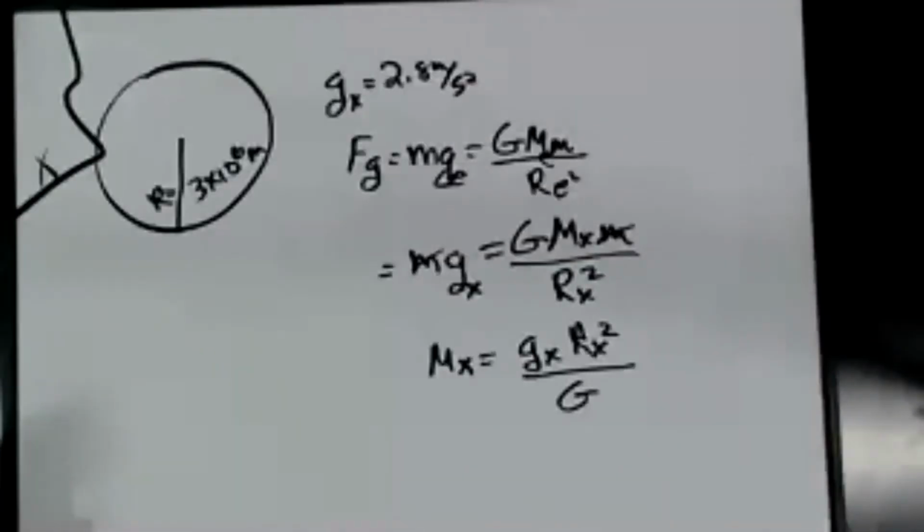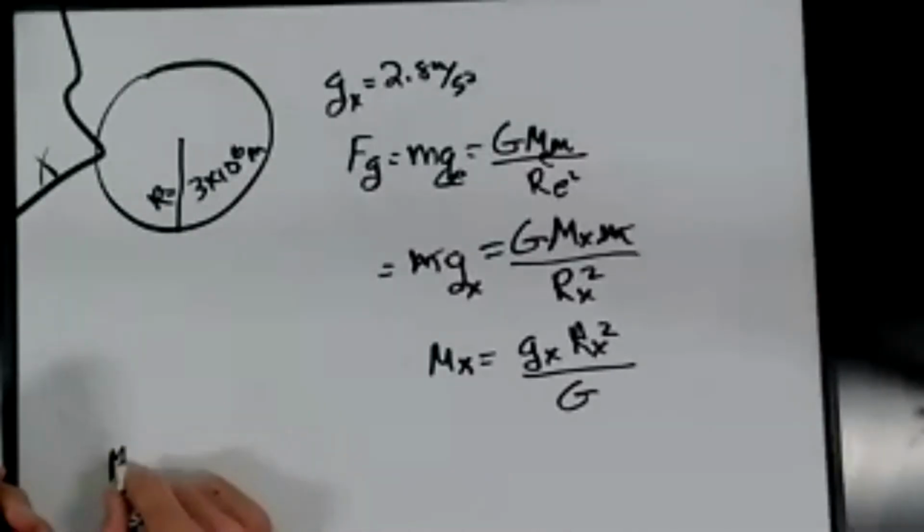So I have to evaluate that, right? And I have to say, all right, it's 2.8 meters per second squared times 3 times 10 to the 6th squared divided by 6.67 times 10 to the negative 11th.